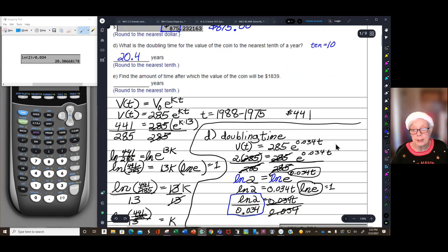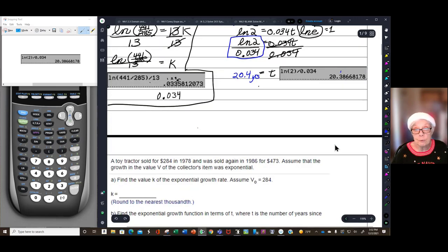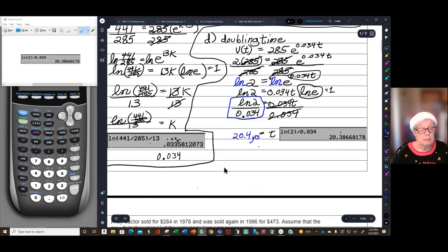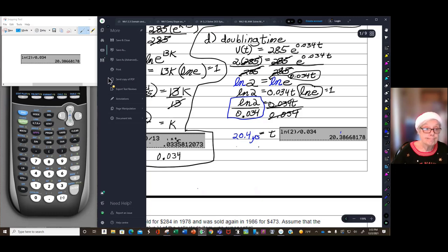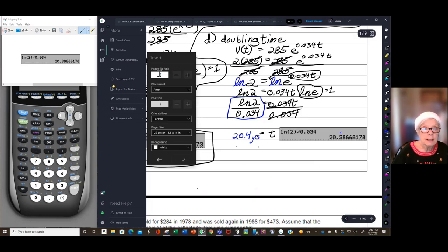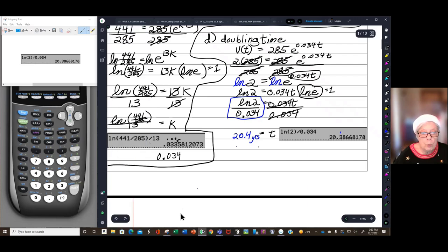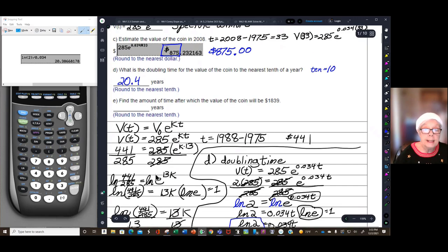Now we have one more question, and I appear to have run out of room. So, I hate to do it, but I am going to have to add a page. Insert. Position. Let's see. Pages to add. 1. To page 1. All right, and grid paper, notebook paper. Got it. All right. So we go on to E.